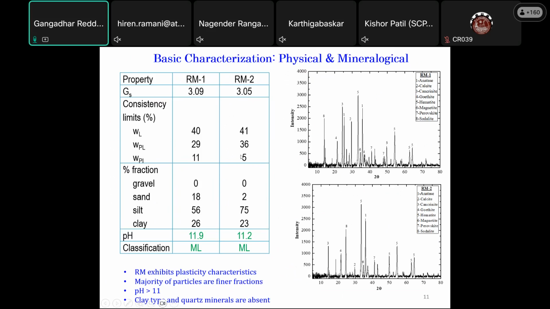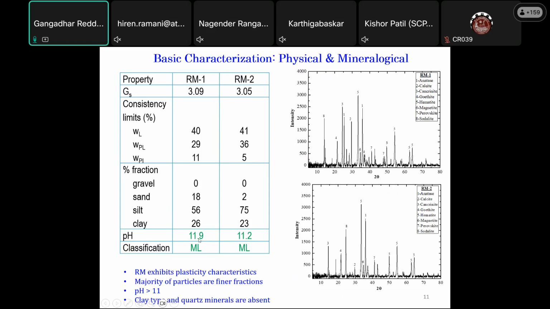But you can see the plasticity index is low if you compare it with any kind of clay soils. Even the particle size range has more silt and clay, like 26% and 23% clay particles, but the plasticity index is lower compared to silty soils having medium or high plasticity. So the classification is silt of low plasticity, and both red mud samples have a pH around 11.2 to 11.9.